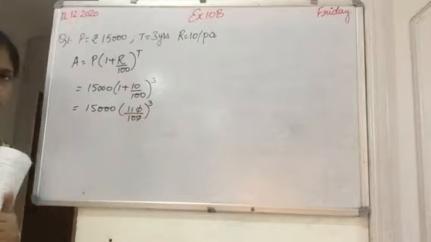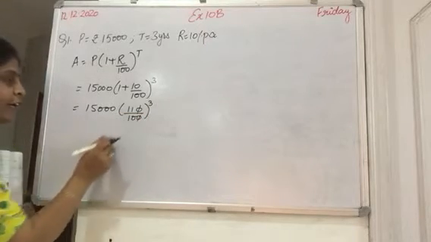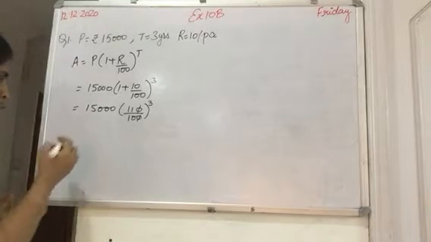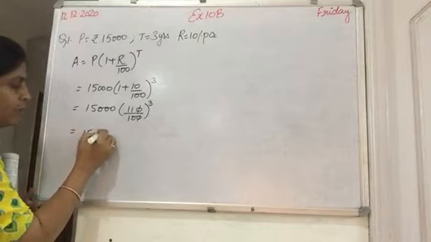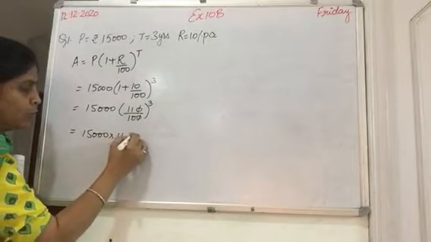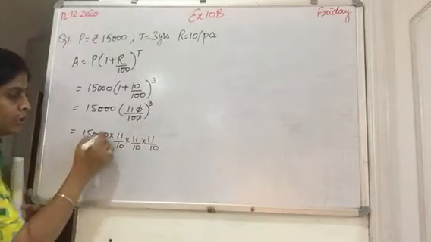Yes? Cut the 0. Don't cut more than that. Keep the denominator in powers of 10 only. It will be easier for you to simplify. 15,000 you have to write, and 11 by 10 into 11 by 10 into 11 by 10. Cut the zeros.